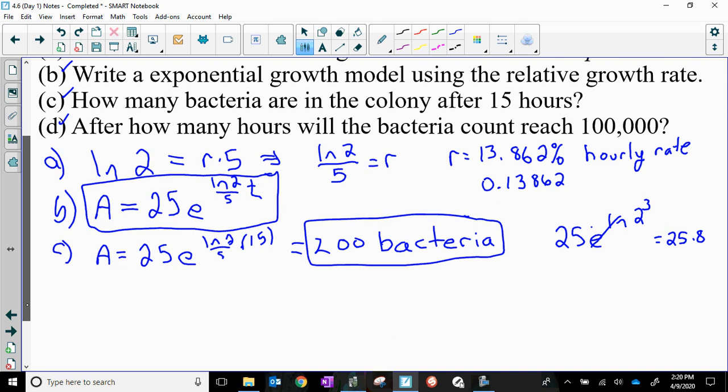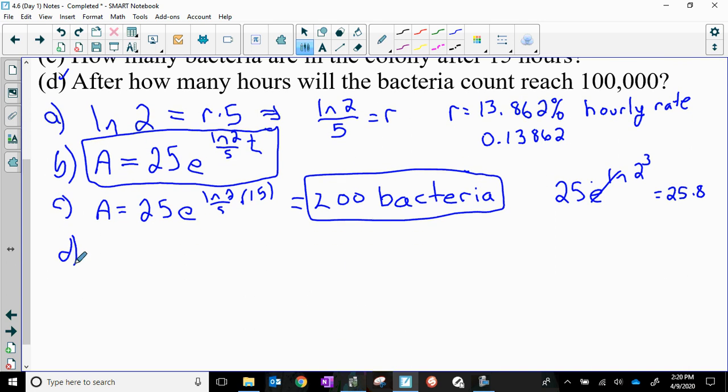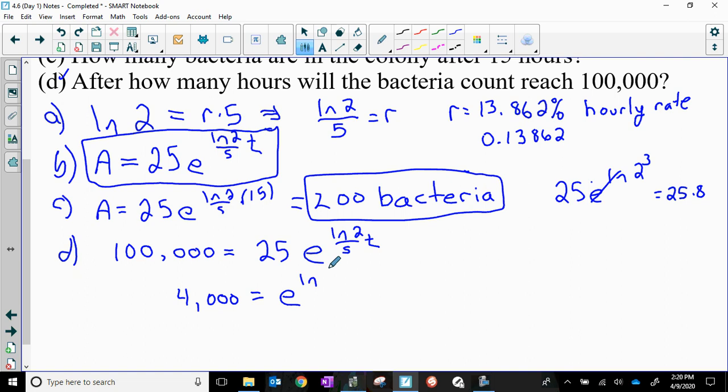Now let's do part E. So the next thing says, after how many hours will the bacteria count reach 100,000? So I could put 100,000 in for my A. That'd be 25 e to the natural log of 2 over 5 t. And then I can start solving. So if I divide by 25, I get 4,000. Now, honestly, if I was taking my test, I'd be almost done with my answer by now, because that's a ratio it's growing at. And I want to figure out the time it takes to reach that ratio.